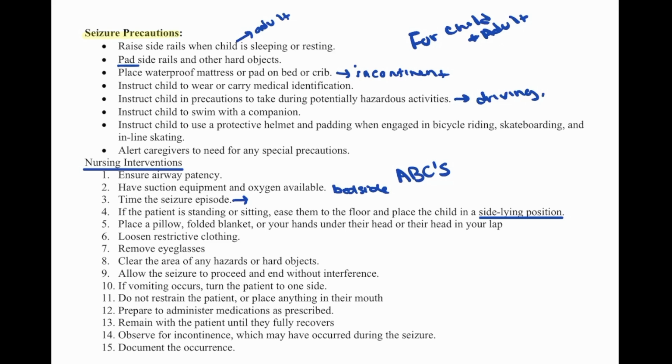Again, if vomit occurs, turn the patient to one side. Do not restrain the patient or place anything in their mouth. Prepare to administer meds as prescribed. This is most likely going to be IV because patients cannot swallow. If they don't have access, it may be IM. And it's usually going to be a benzodiazepine, probably Ativan, but could be something else. We want to remain with the patient until they fully recover, observe for incontinence, and document. And again, this is where we're going to put that time, how long the seizure lasted.